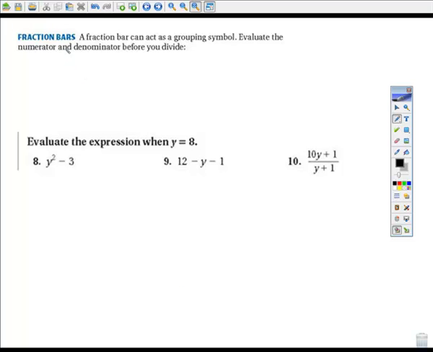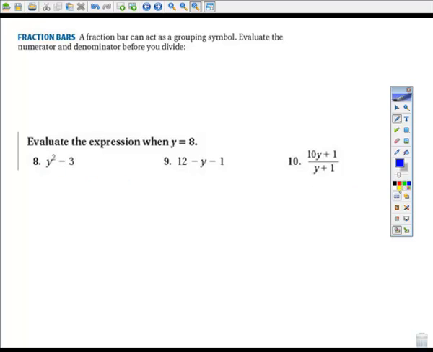Next, in some cases you will end up having fraction bars. A fraction bar can act as a grouping symbol. You're going to evaluate the numerator, then the denominator, and then you're going to divide. And then we're going to do what we did yesterday by evaluating the expression. So we're going to do 2 parts in one here.